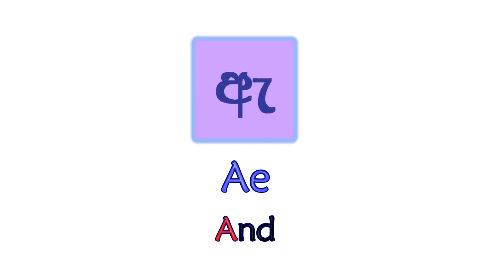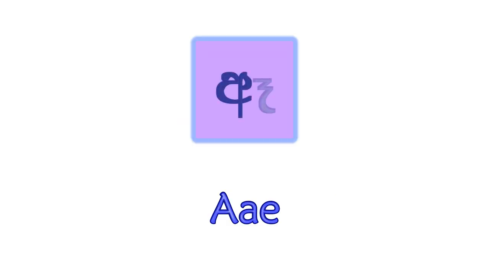Next one sounds like the a sound in and. To write this letter, you first write a as in the previous letters, and you add a part like this to make it sound like that.